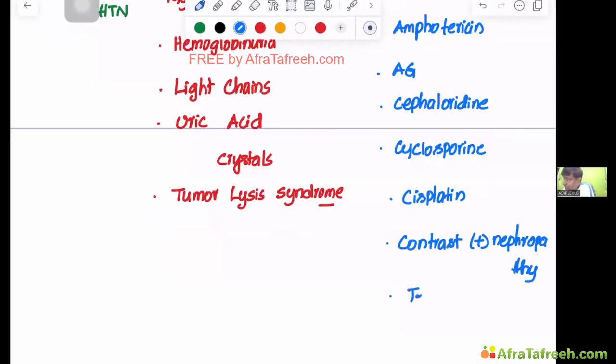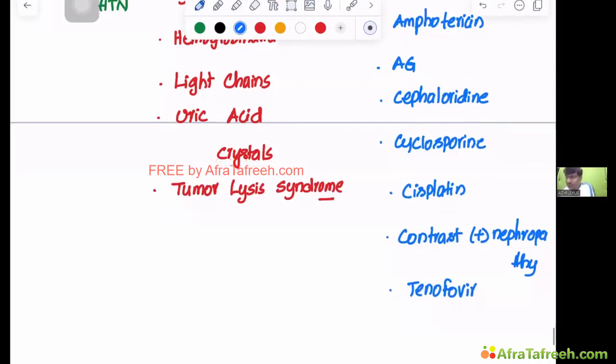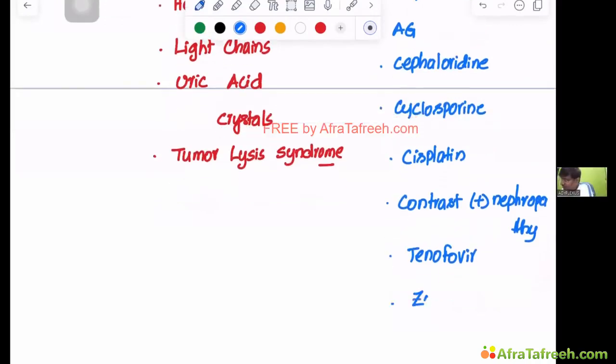That is tenofovir. Can anyone tell me what is tenofovir? Yes, so it is a nucleoside reverse transcriptase inhibitor. For which viral infections do we use this? Not only for retroviral infection, we also use this for the treatment of, very good Manisha, hepatitis B also we use this, right? Then zoledronic acid. Where do we use zoledronic acid?